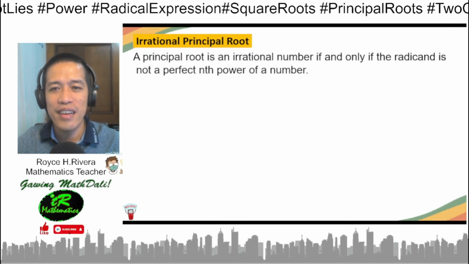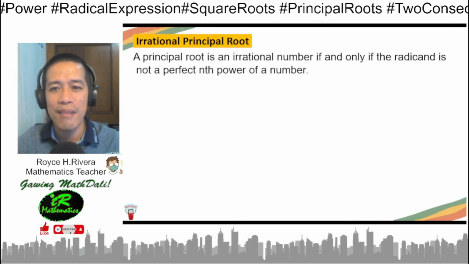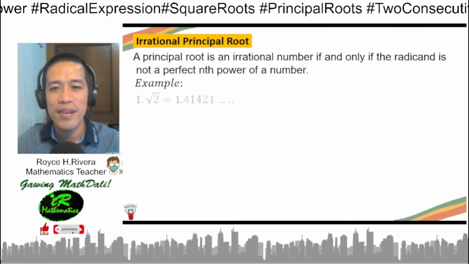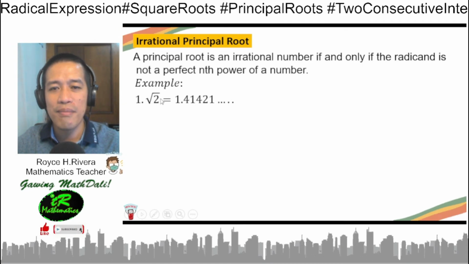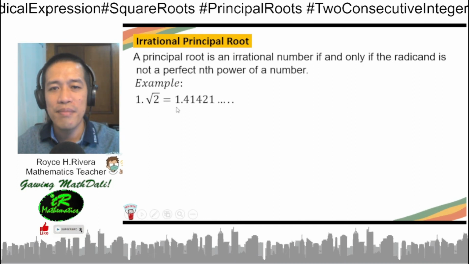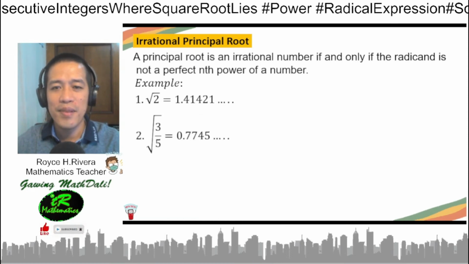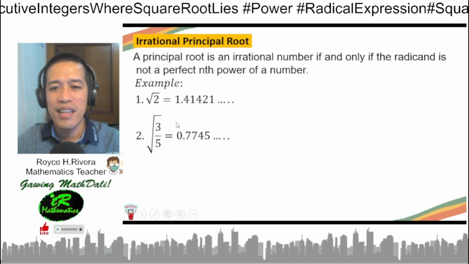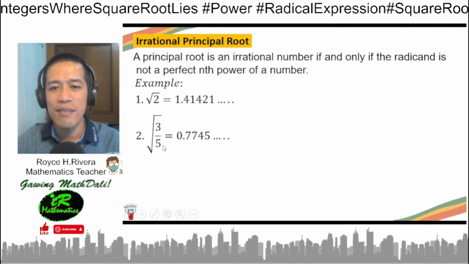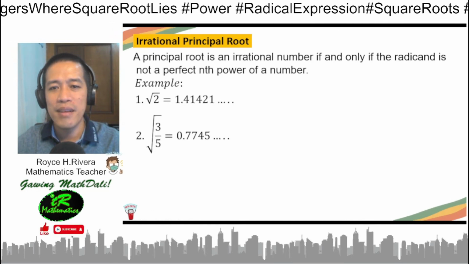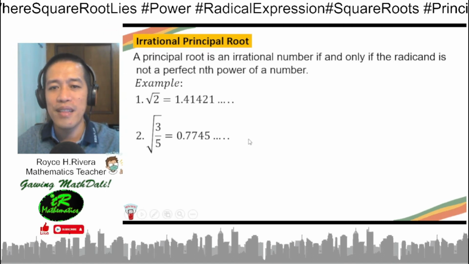Let's go straight to the irrational principal root. It says here, a principal root is an irrational number if and only if the radicand is not a perfect nth power of a number. For example, the square root of 2. Since 2 is not a perfect square, its principal root is an irrational number. Second example, the square root of 3 over 5. Since 3 is not a perfect square, 5 is also not a perfect square, the principal root of the square root of 3 over 5 is an irrational principal root.